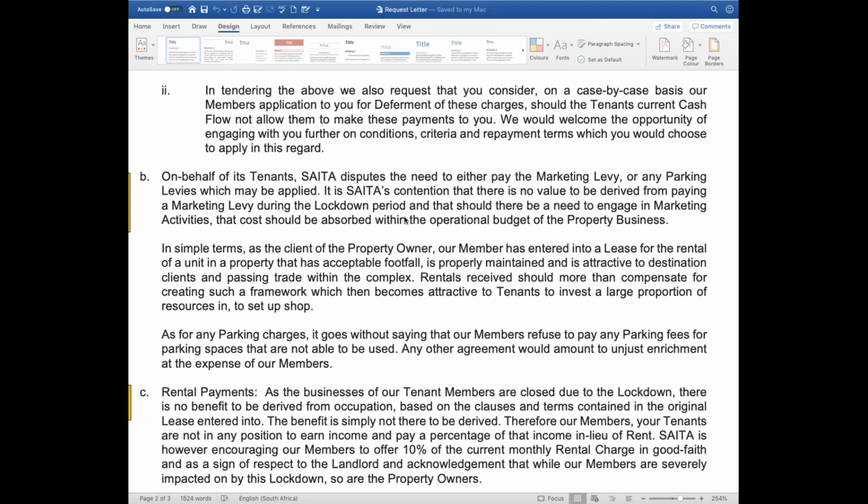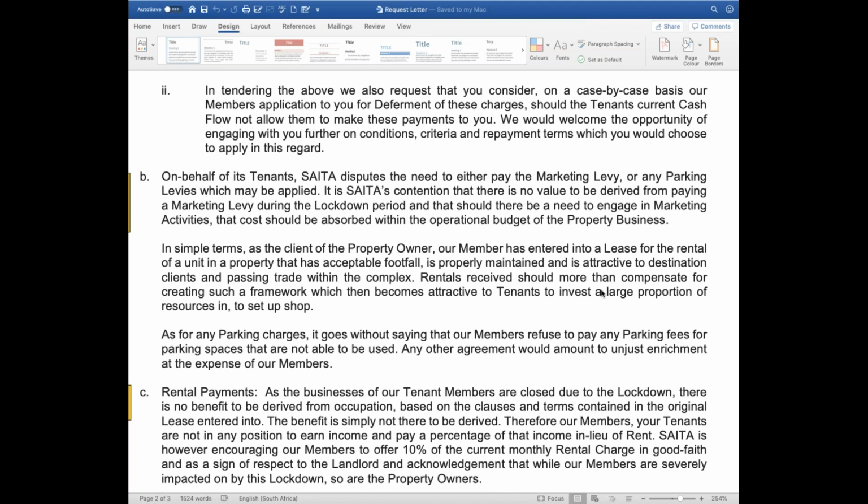All right, so on behalf of its tenants, CITA disputes the need to either pay the marketing levy or any parking levies which may be applied. It is CITA's contention that there is no value to be derived from paying a marketing levy during the lockdown period, and that should there be a need to engage in marketing activities, that cost should be absorbed within the operational budget of the property business. In simple terms, as the client of the property owner, our member has entered into a lease for the rental of a unit in a property that has acceptable footfall, is properly maintained, and is attractive to destination clients and passing trade within the complex.